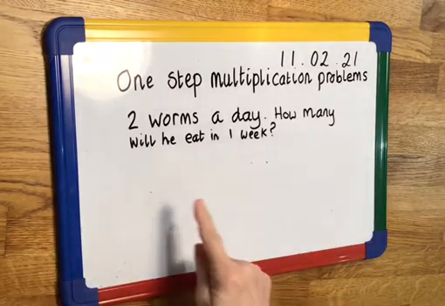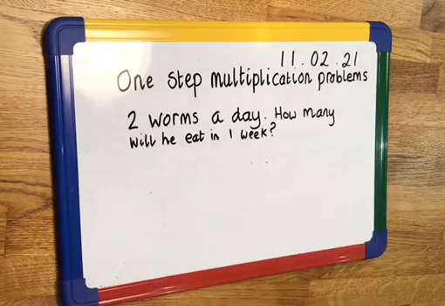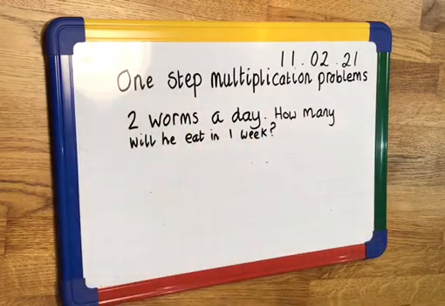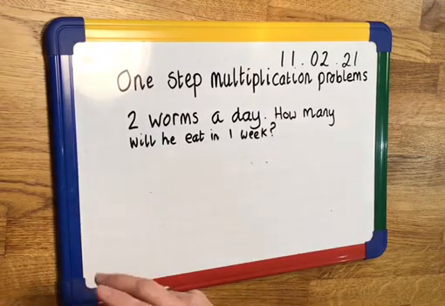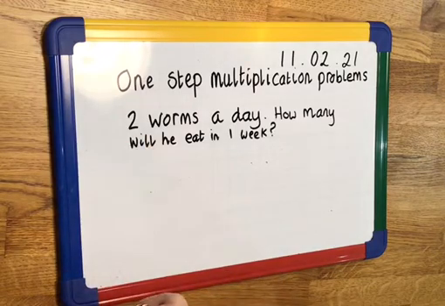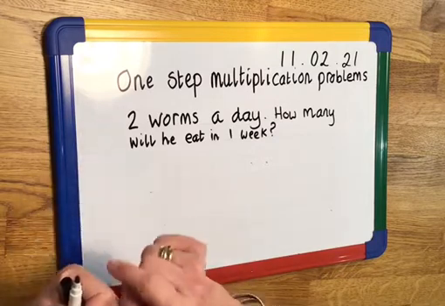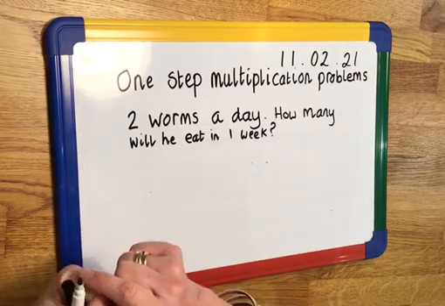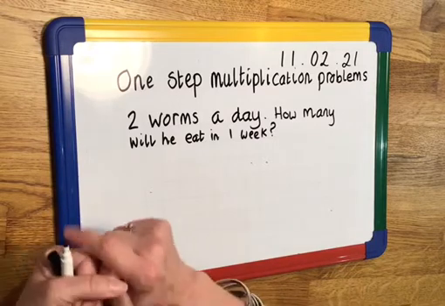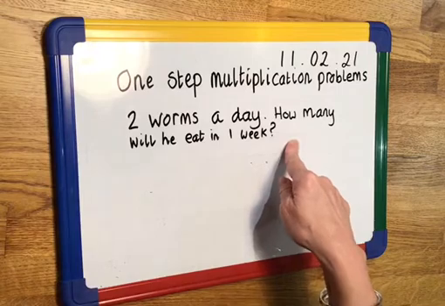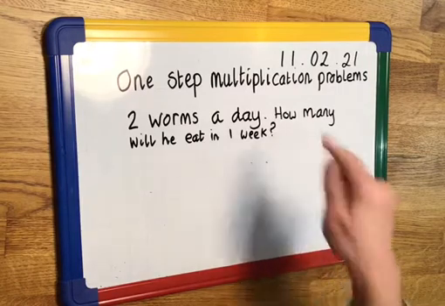Now we're ready to look at this question here, children. This is the question that has been on our slide since the start of the lesson, and this is the main point of our lesson. It's a word problem. It says in your PDF file that Jack's pet lizard eats 2 worms a day. How many worms will he eat in 1 week? So we've got 2 worms a day. How many will he eat in 1 week?